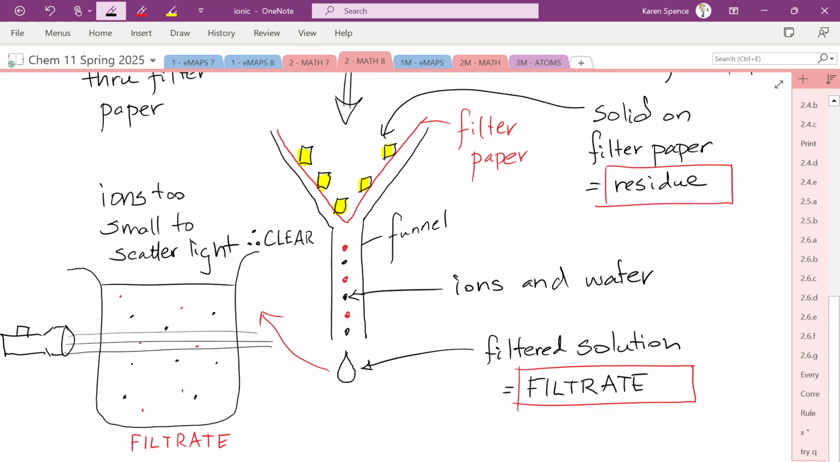Does everybody have a copy of the vocabulary list for this unit? Anyone need a copy of the vocab list for this unit?